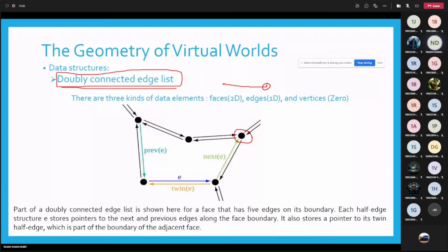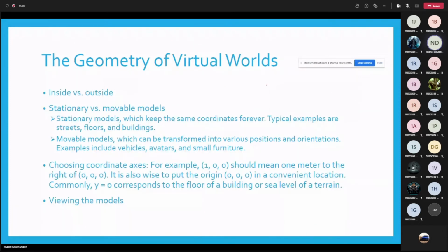As I already told you, whenever there is a virtual world, in this virtual world there will be objects. Suppose these are the objects.